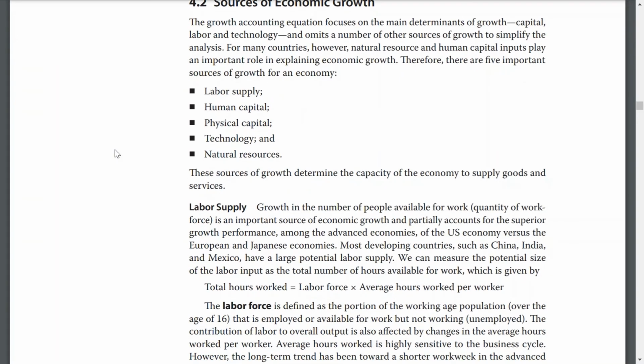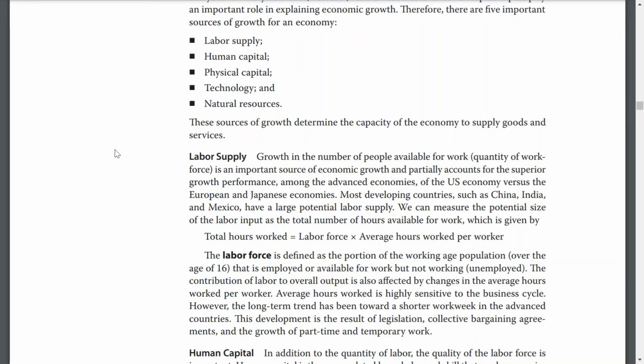These sources of growth determine the capacity of an economy to supply goods and services. Labor supply is growth in the number of people available to work. The quantity of the workforce is an important source of economic growth and partially accounts for the superior growth performance among the advanced economies, the U.S. economy versus the European and Japanese economies. Most developing countries such as China, India, and Mexico have a large potential labor supply.